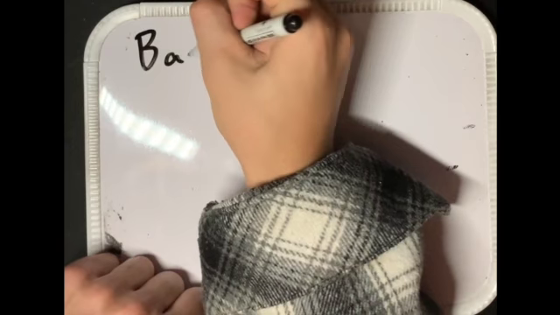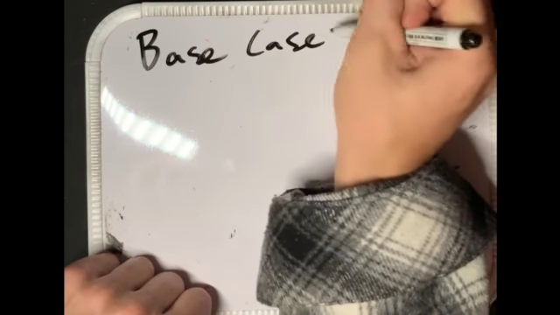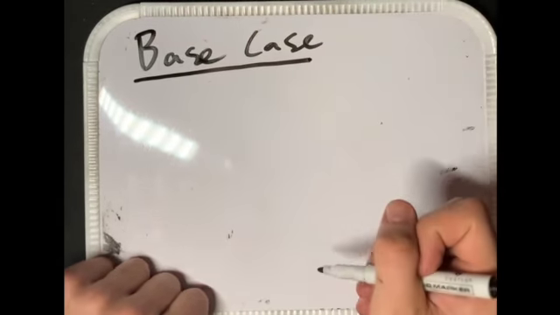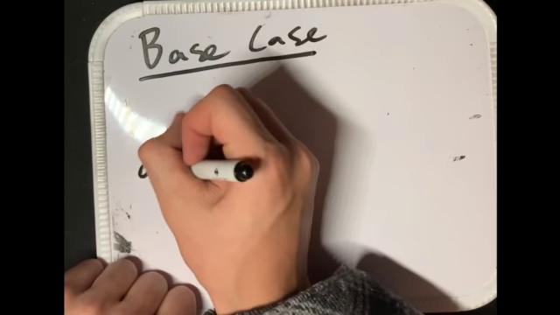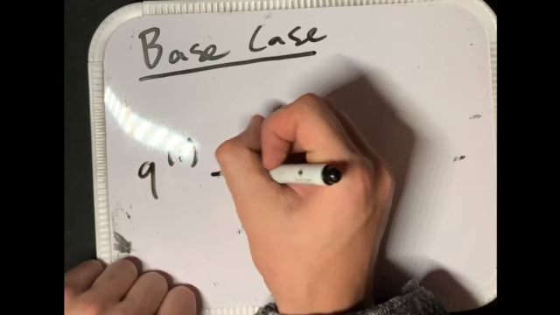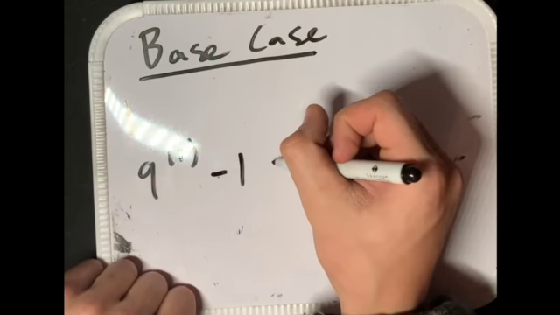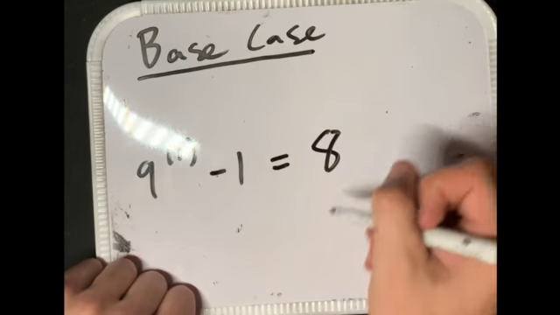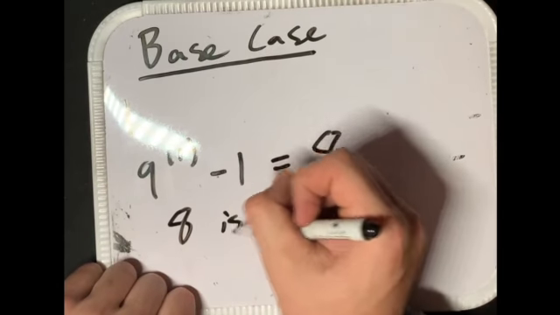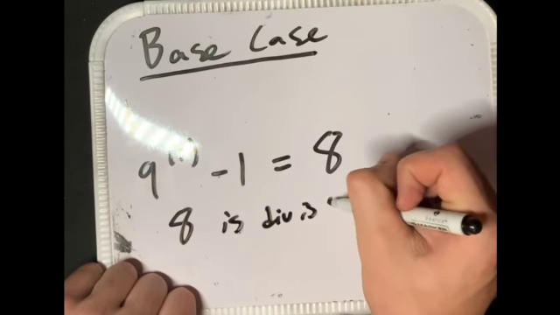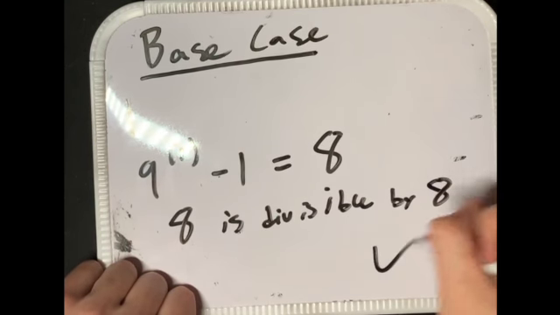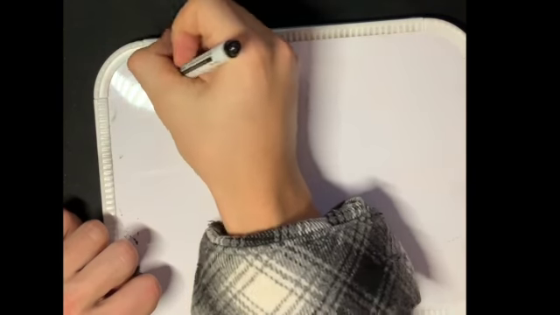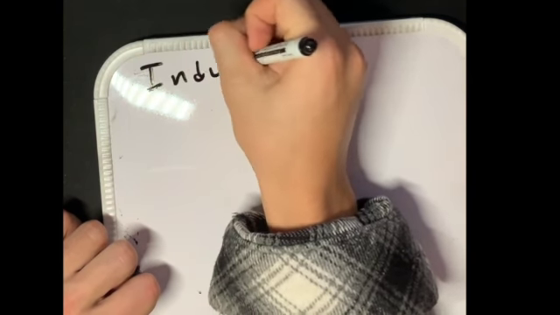So first we're going to start off with the base case here. Now thinking back to the problem, since n must be greater than 0, our first instinct is to try 1 as a base case, which, substituting into the equation, returns 8, which is divisible by 8, so it checks out. Now, we're moving on to the inductive step.